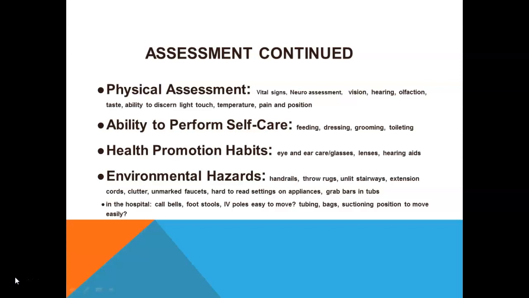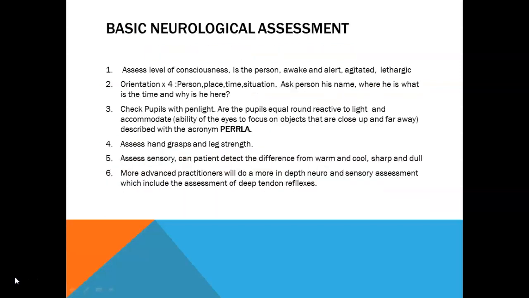Do they wear eyeglasses? Are there any environmental hazards, especially if you're doing home care and someone is older or they have sensory seeing difficulties or balance difficulties? You want to make sure that they don't have throw rugs, that the lighting is good, that there's nothing that they can trip on, that they have handrails they can grab on, things like that.